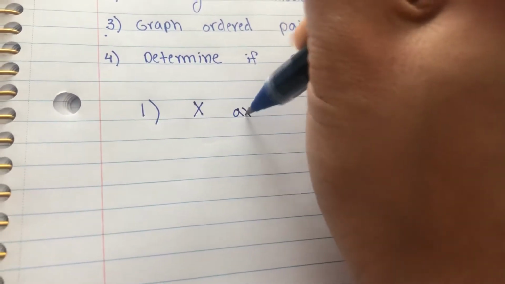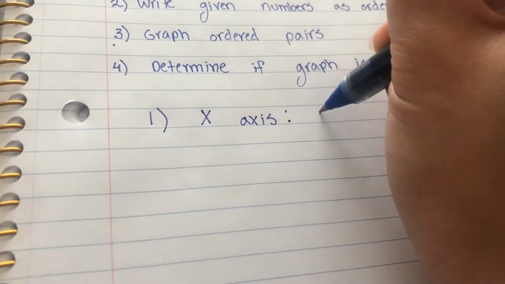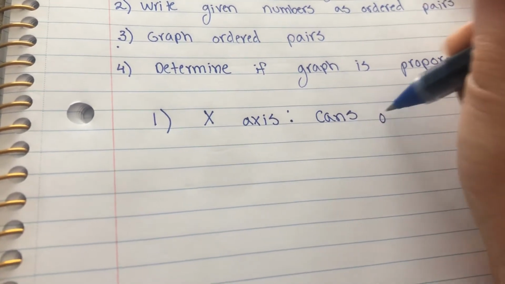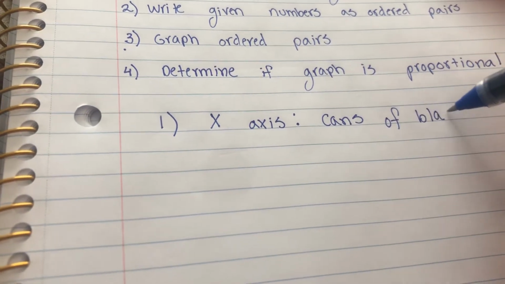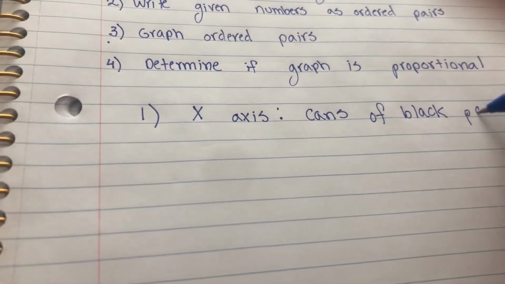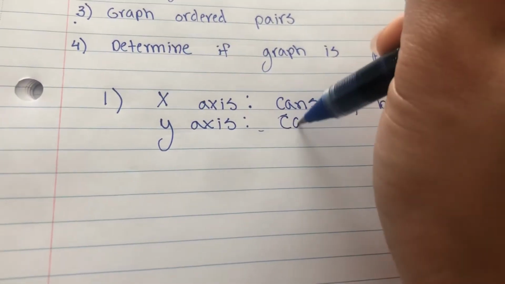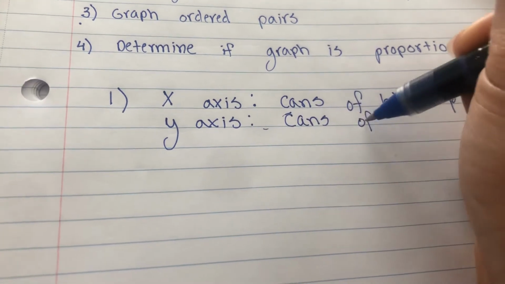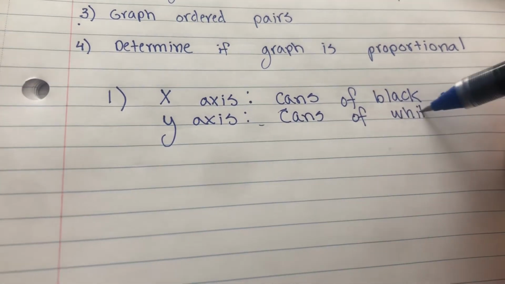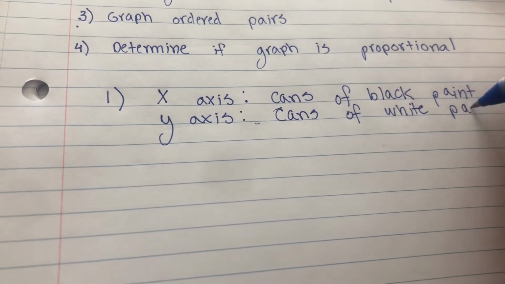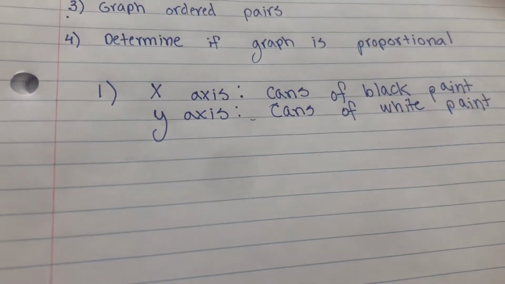So what I'm going to do is write the x-axis is cans of black paint. It's really important to be aware of this, and it's really helpful to actually write it down. And the y-axis, which is up and down, right here, is cans of white paint. So we have to be super aware of what my X and my Y axis represent.